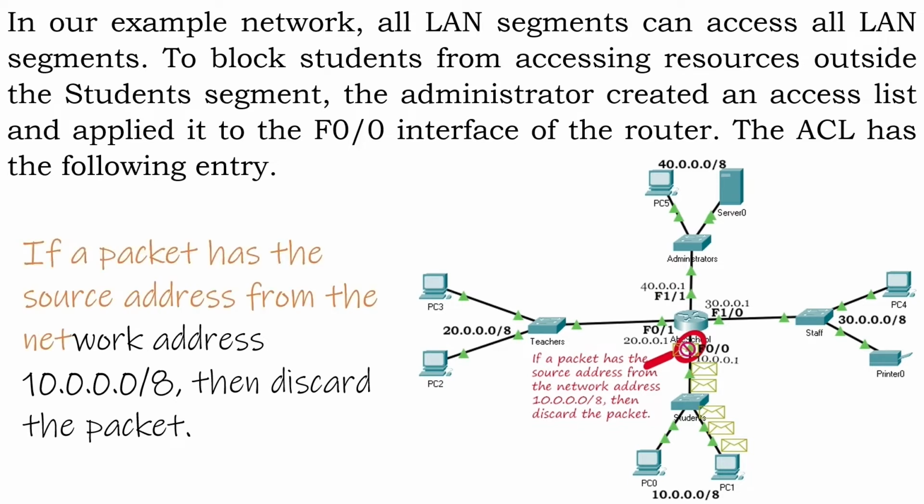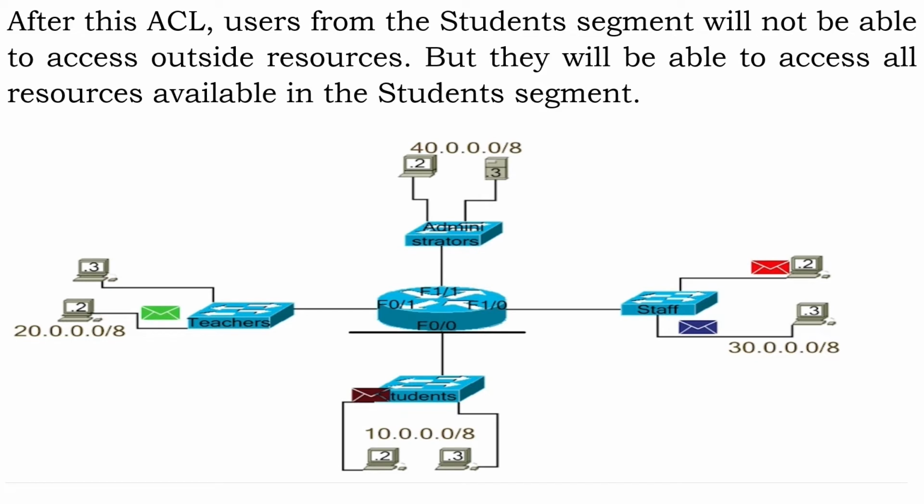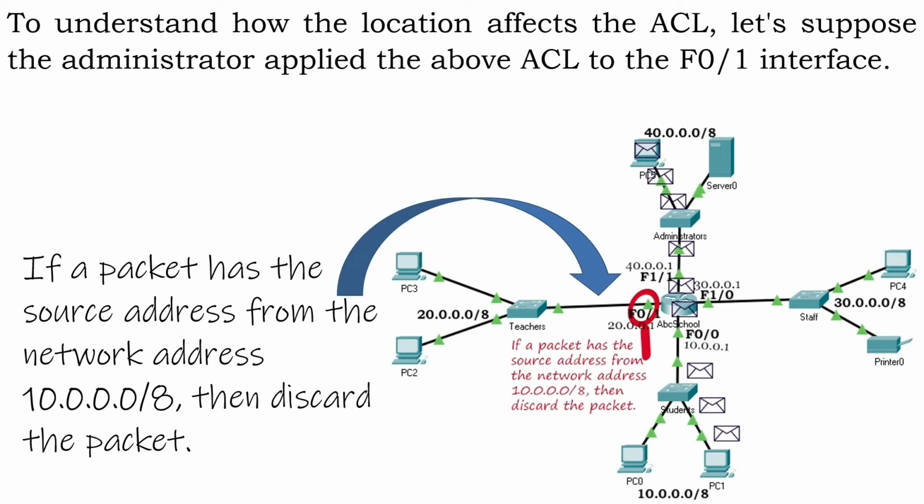If a packet has the source address from the network address 10.0.0.0/8, then discard the packet. Since all packets generated from the student's segment have source addresses from the 10.0.0.0/8 network, they will be blocked as soon as they enter the F0/0 interface. After this ACL, users from the student segment will not be able to access outside resources. But they will be able to access all resources available in the student segment. To understand how the location affects the ACL, let's suppose the administrator applied the above ACL to the F0/1 interface.